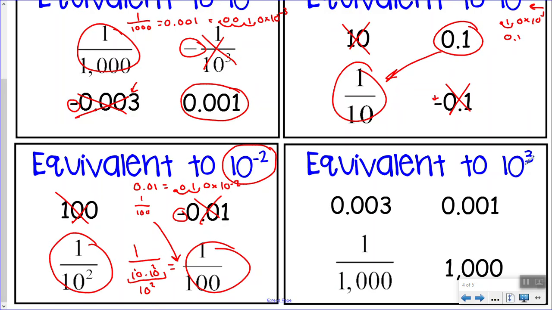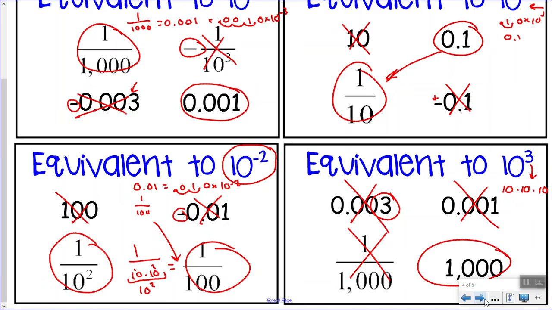For the last one, we have 10 cubed. This is 10 to the third power, and it's a positive power, so I know that I can get rid of all of the small numbers. So 1 over 1000 is too small, 0.001 is too small, 0.003 has a 3 in it, so that's automatically out, and 10 to the third we think must be 1000, so we have 10 times 10 times 10 because we have the third exponent. 10 times 10 is 100, times 10 is 1000.